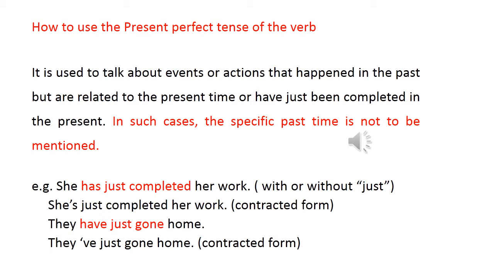She has just completed her work. Now we can use it with the adverb just, or we can even remove the word just and simply say she has completed her work. If you look at this sentence very carefully, we know that the work has been completed at a point of time in the past, but the effect of that action is felt in the present. Because she has completed it in the past, right now she has no other work to do. That means she is free.